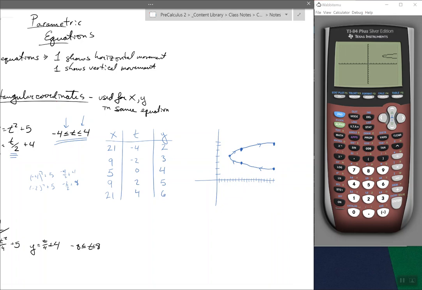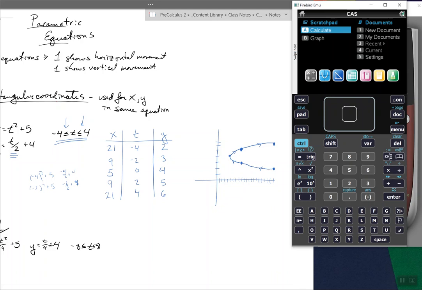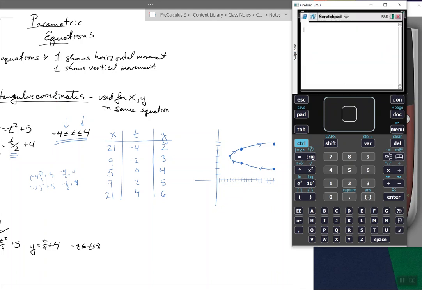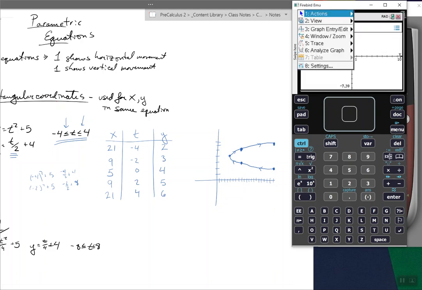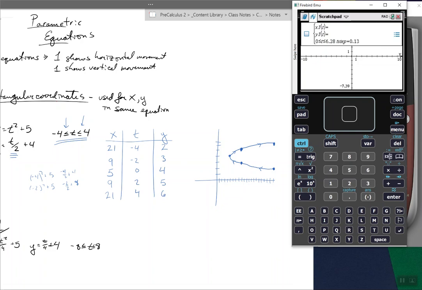That's what it should look like, and we'll take a quick look here at the Inspire. If I can get it. There we go. So for the Inspire, it's a little bit different. If you go into the graph and you go into Menu, Graph Edit Entry is option 3, and then option 4 here is Parametric. So this does everything on one screen, which is nice, but you'll see why I don't quite like this here in a moment.